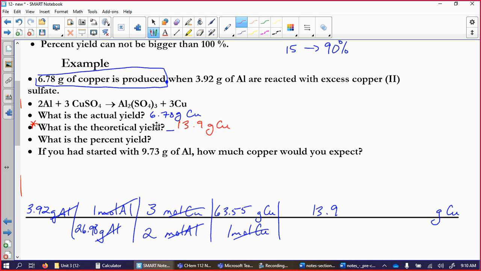You are never going to calculate an actual yield in a question because you're not actually doing any chemistry. So if I want to find my percent, actual over theoretical, because I don't want to write the whole thing out, times 100, 6.78 grams divided by 13.9 grams, somewhat redundant, times 100.